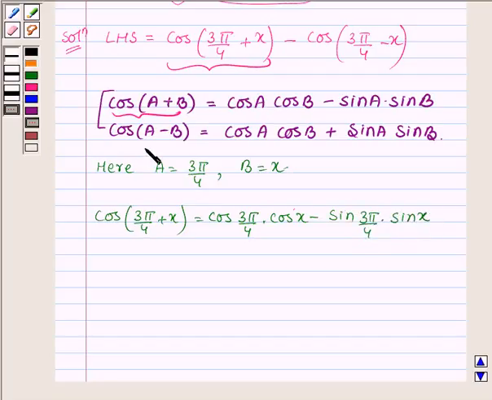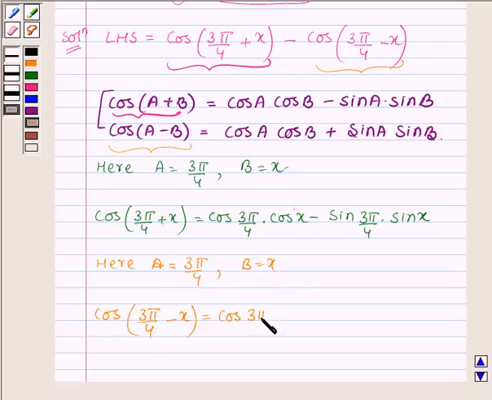And on comparing cos a minus b with cos 3 pi by 4 minus x, we find here that a is equal to 3 pi by 4 and b is equal to x again. So applying the second identity, cos 3 pi upon 4 minus x can be written as cos 3 pi upon 4 into cos x plus sin 3 pi upon 4 into sin x.